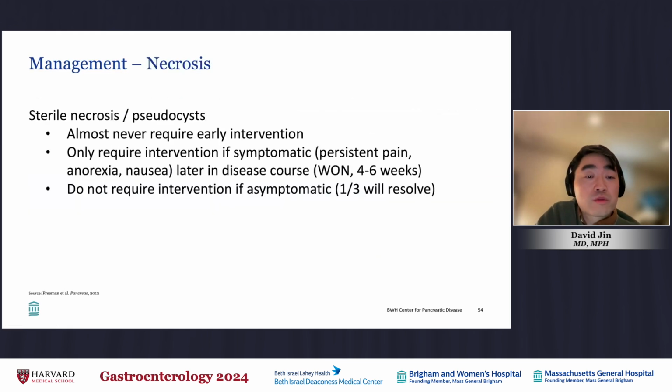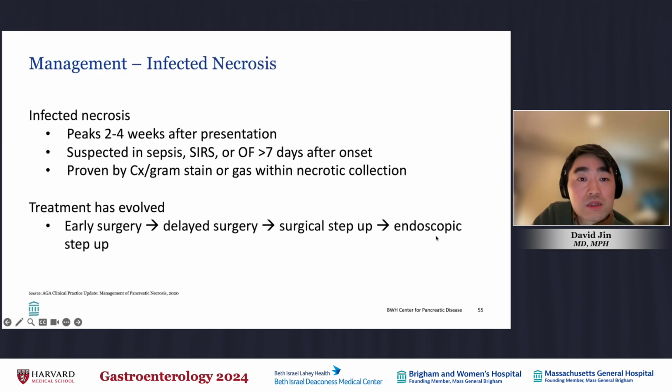And how do we manage necrosis? Well, the first point I'll make is that sterile necrosis and pseudocysts almost never require early intervention, and they only require intervention if they're symptomatic. So if they're causing persistent pain, anorexia, nausea, and this typically occurs later in the disease course. If a sterile necrotic collection or a pseudocyst does not cause symptoms, they do not require intervention. In fact, a third of them will resolve spontaneously.